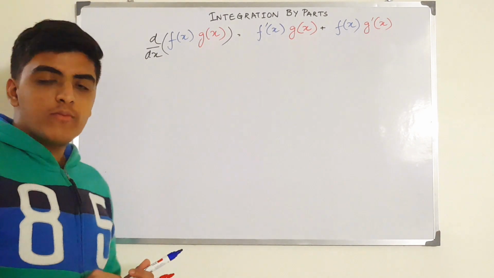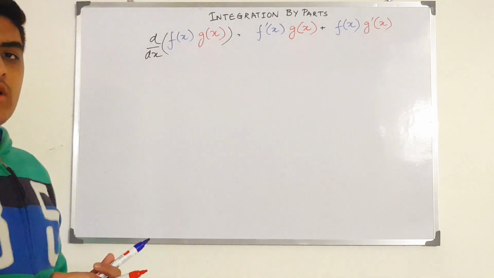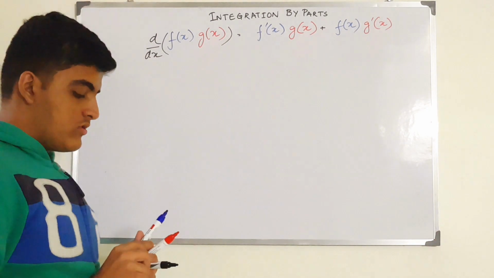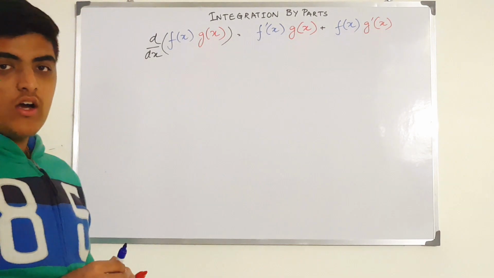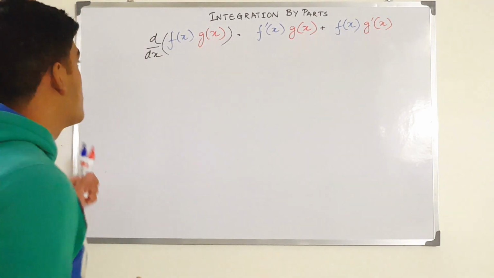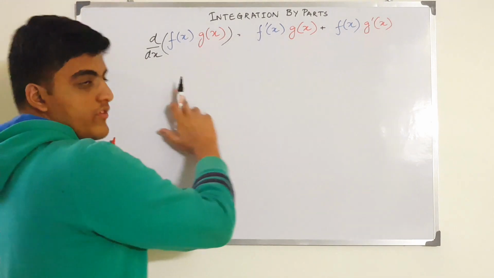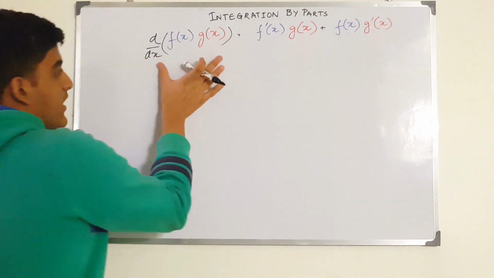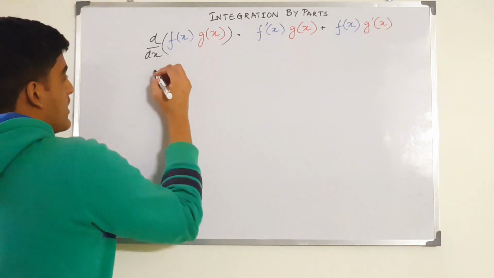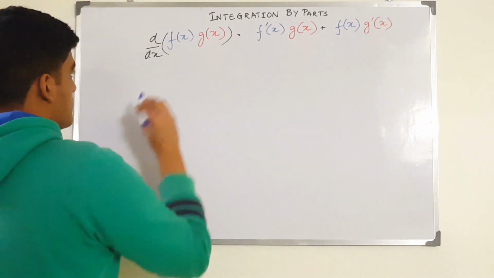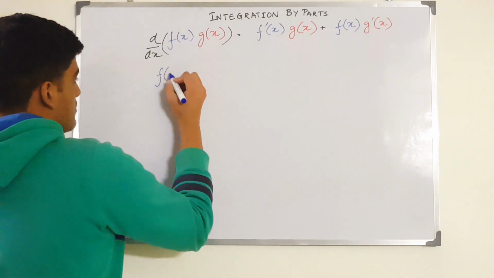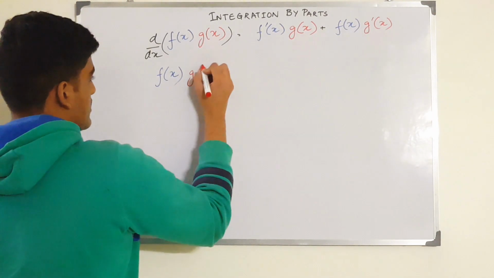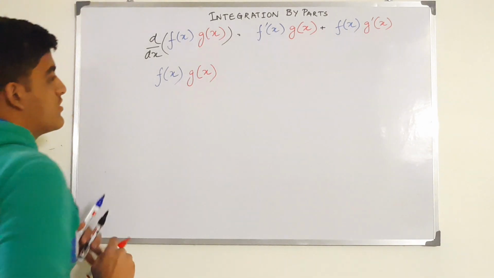Now integration by parts is the exact opposite, or the inverse, of the product rule. You might be wondering how. So let me show it to you. What happens when we integrate both these sides? When we integrate this, what we get is the first function multiplied with the second function.